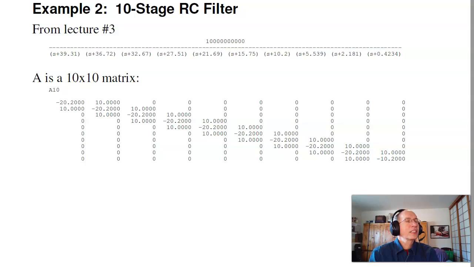This is a 10-stage RC filter. From lecture number 3, the transfer function for a 10-stage RC filter is as follows. I've got 10 poles ranging from minus 39 to minus 0.42. The A matrix looks like the following. Negative on the diagonal, meaning if I add voltage at any node, the current flows away. On any given node, 10 units of current go left, 10 go right, and the extra 0.2 went to ground through the 50 ohm resistor to ground.